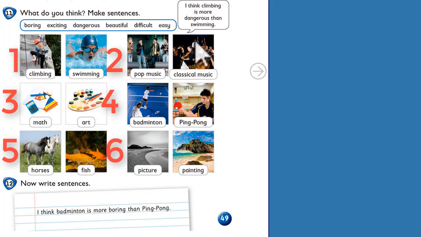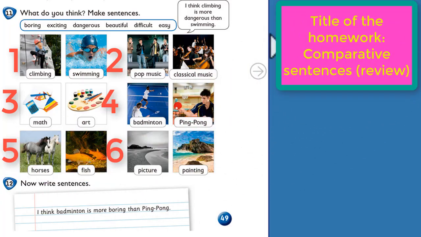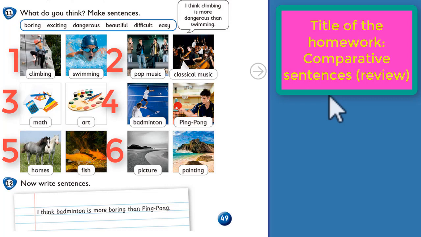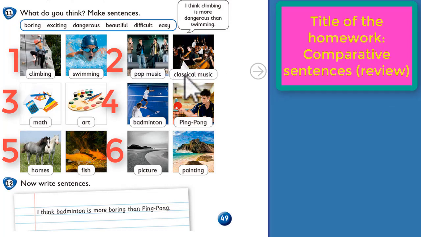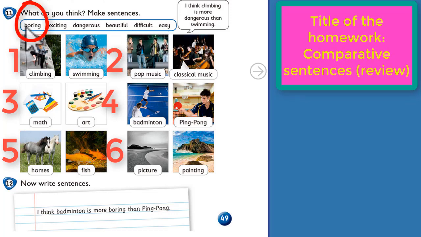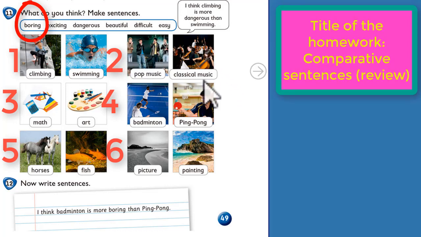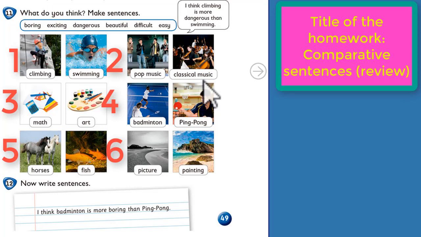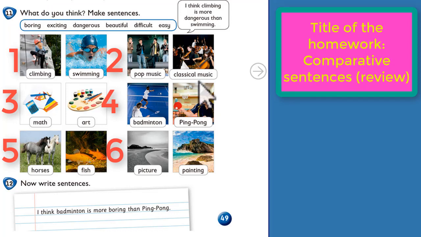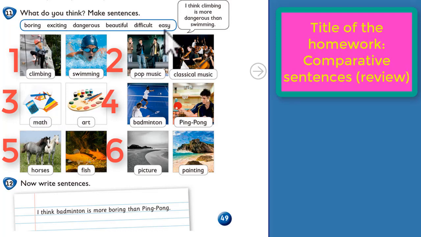Now, you continue, please. The title is going to be Comparative Sentences Review. This is the title in your notebook, okay? And write the 6 sentences, please, comparing. Compare pop music and classical music. You can use the adjective boring, for example. What is more boring? Pop music or classical music for you? Compare, okay? I think this one is more boring than this other one. Compare the others. Use the adjectives in the box.